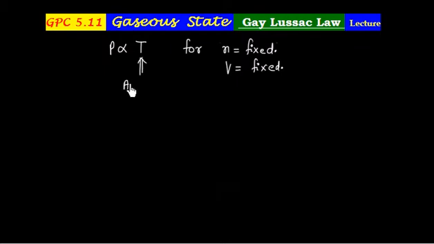We will discuss Gay Lussac's Law. Gay Lussac's Law says pressure is directly proportional to temperature for a given amount of gas, that is, the number of moles is fixed, and for a given volume of gas, that is, the volume is also fixed. So we can write P is proportional to T, where temperature is in the absolute scale. That is, temperature is measured in Kelvin.